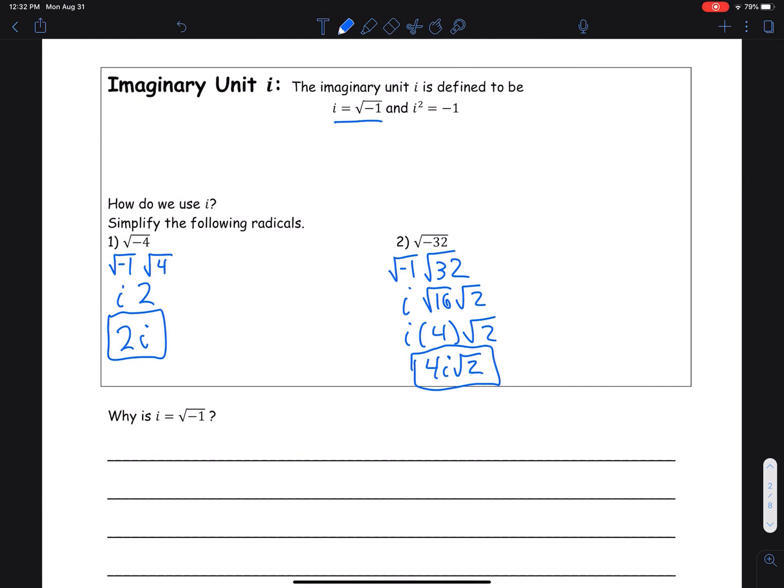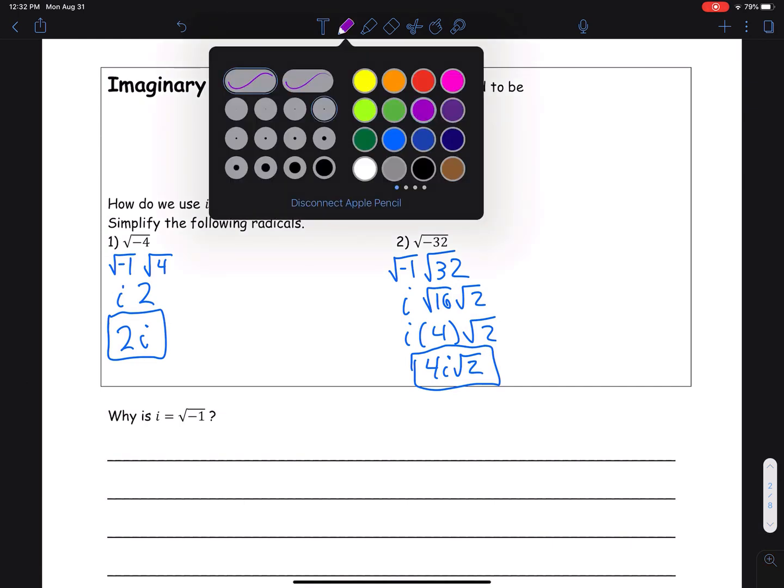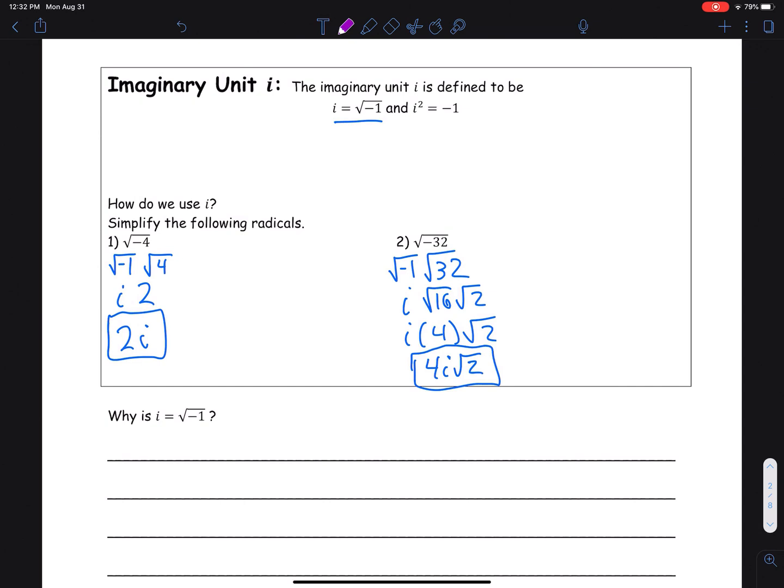So that's a process. I'll show you guys what I do. It's a little bit quicker. Whenever I see a negative inside the radical, I just take out the i right away. And I'll say that's i radical 32. And then I do the same exact thing as what we do. Once you get used to seeing the negative inside the radical, you don't have to take out radical negative 1. You can just take out i. You get the same exact thing.